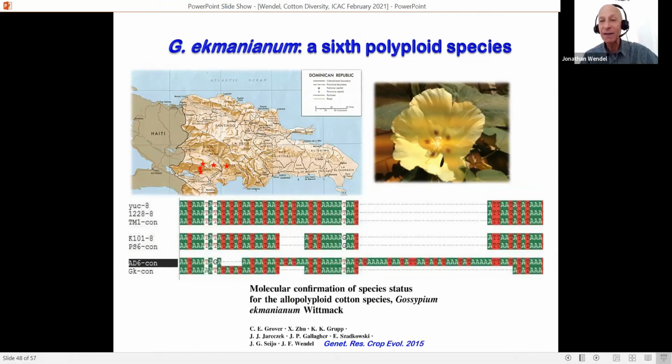allotetraploid cotton, Gossypium ekmanianum. All the DNA stuff you see there shows that AD6, Gossypium ekmanianum, the second row from the bottom, has this chunk of DNA inserted into it that nothing else has in the chloroplast genome. And so it's sort of a diagnostic DNA feature of the novelty of this species.